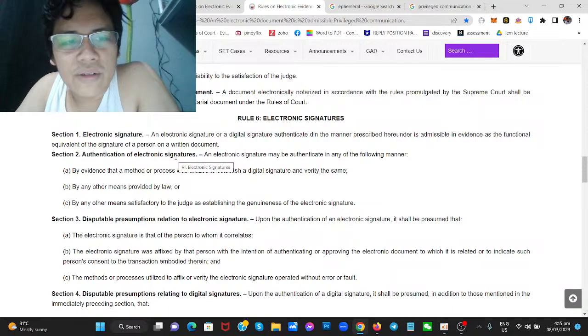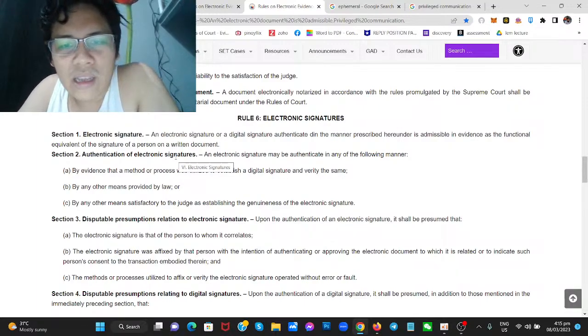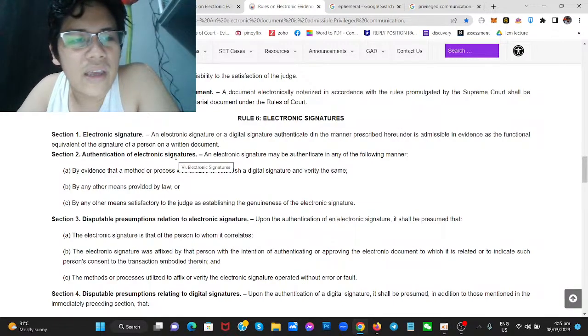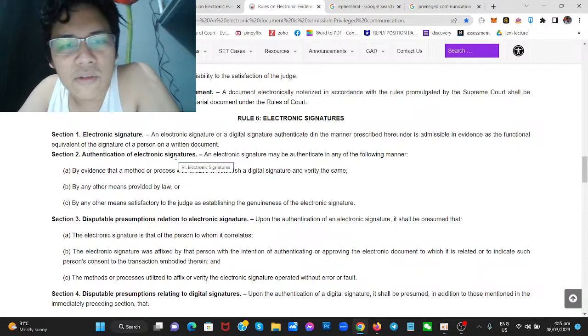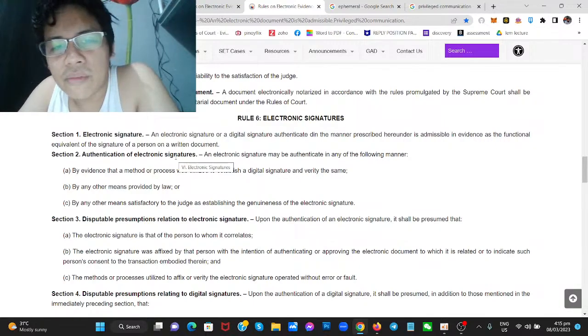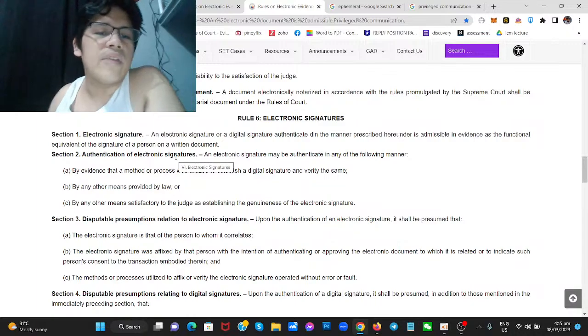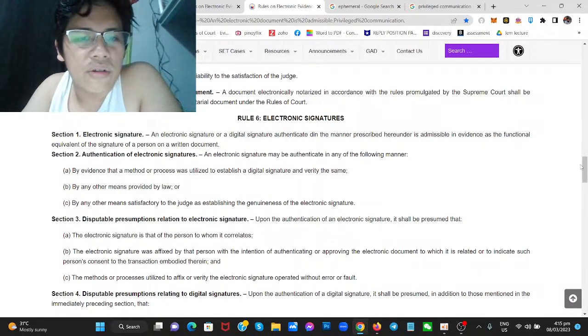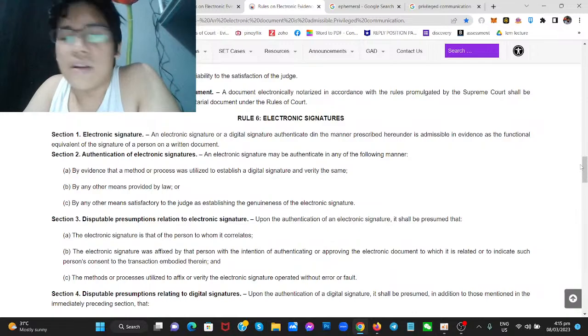Electronic signature. Doon sa tinuturo ko, sabi nila, bawal daw digital signature. But the Rules on Electronic Evidence are telling us, an electronic signature or digital signature authenticated in the manner prescribed hereunder is admissible in evidence as the functional equivalent of the signature of a person on a written document. So valid ang isang electronic signature under Rule 6 of the Rules on Electronic Evidence. So mali yung sinasabi ng nagnonotaryo na sekretarya lang na hindi tatanggapin ang digital signature. The Rules of Court provide the Rules on Electronic Evidence, as per this administrative matter of the Supreme Court, ino-honor ang electronic signature. So, remember, Rule 6, Section 1.